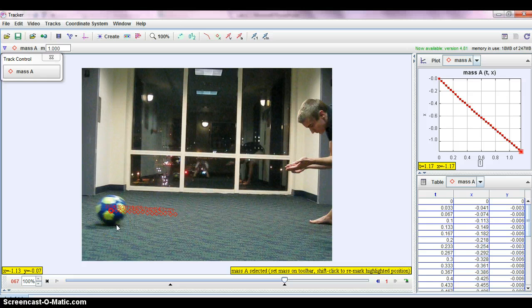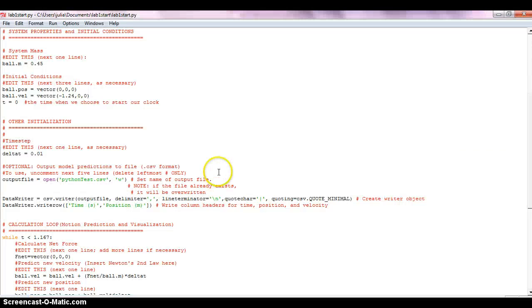I used all the information found in Tracker to create a model to predict the motion of the soccer ball using Newton's second law. But before I could create this computer model, changes needed to be made to the code in VPython. As you can see here, the mass of the ball was changed to 0.45. Also, ball.vel and ball.pos were changed in order to go with our specific data. Ball.pos was 0, 0, 0, since our initial position was 0, 0, 0, while ball.vel was the same as the velocity we calculated earlier, negative 1.24.